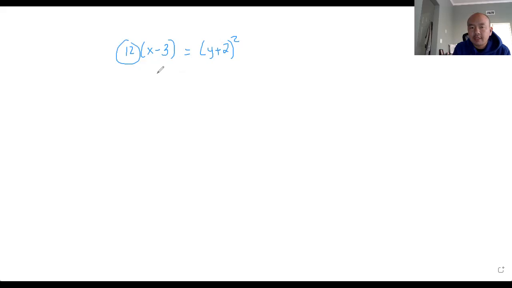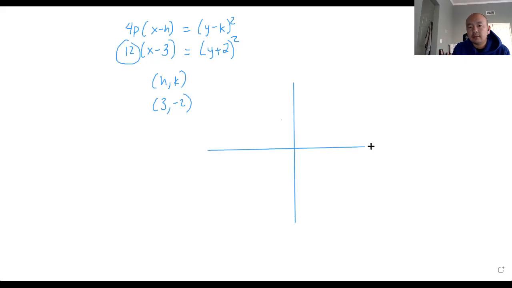Now, what's the vertex? The h and k is 3 and -2, right? Because if you look at that formula, it was 4p times x minus h is equal to y minus k squared. And since this sign turned positive, it had to take a negative number to make it positive. So that's why we have 3, -2. Okay, so let's graph this out first. Here and here. And we know that this is 3, 1, 2, 3, and then -2. So here is the vertex.